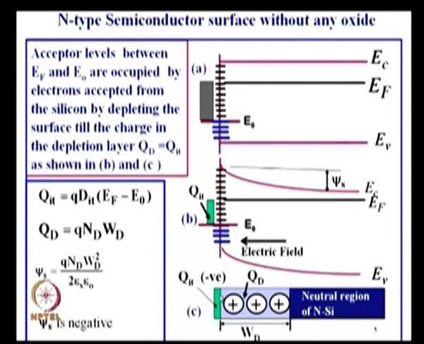From here to here, if you go, there is a potential which is negative with respect to this point, that is psi s, that is surface potential. Potential of surface with respect to neutral region, and that potential is actually equal to the voltage drop across the depletion layer, which you know is on the first order theory q N_d W_d squared by 2 epsilon epsilon 0. That is a well known thing.